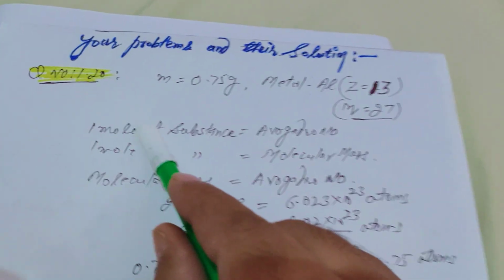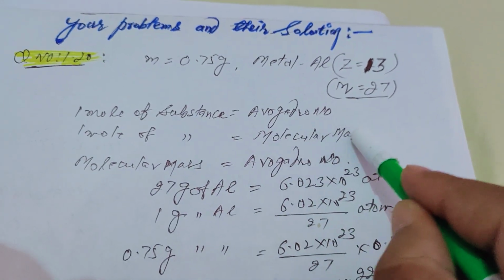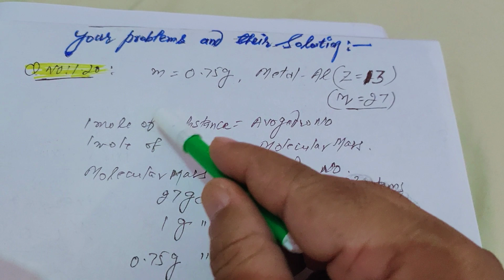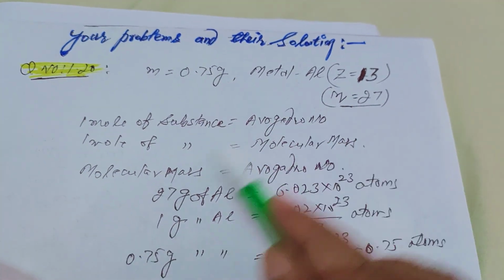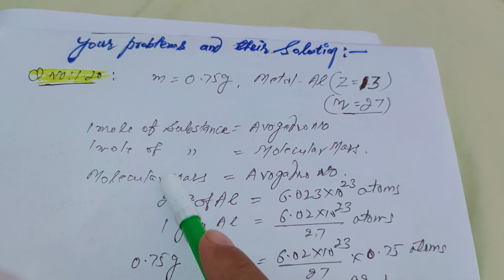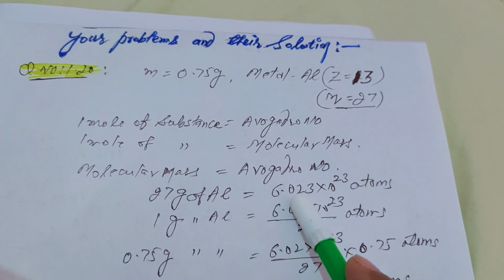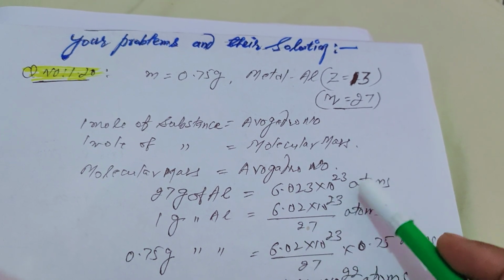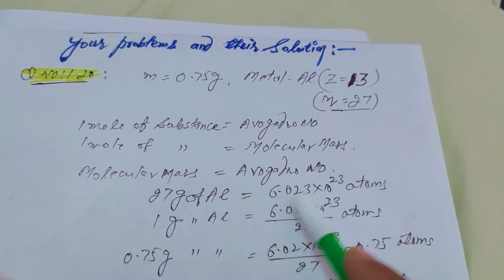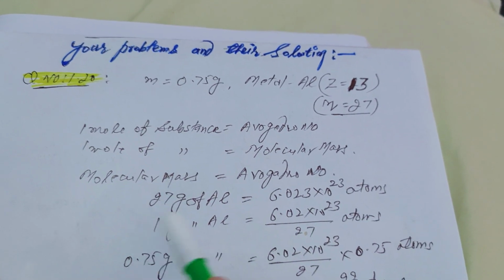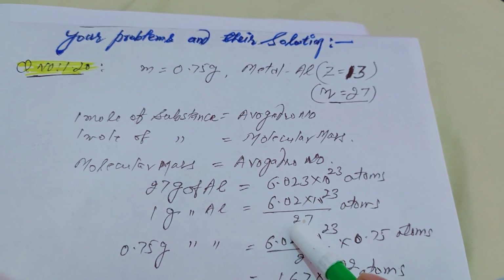What was the method? 1 mole of substance is equal to Avogadro number and 1 mole of substance is equal to molecular mass. Left hand side is the same, equating the right hand side, the molecular mass is equal to Avogadro number. Molecular mass was 27 gram of aluminium and Avogadro number is 6.02 into 10 to the power 23 atoms. So if 27 gram aluminium contains this number of atoms, then 1 gram of aluminium contains 6.02 into 10 to the power 23 by 27 atoms.